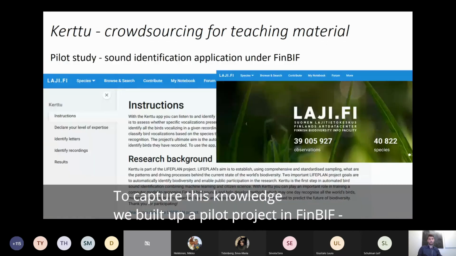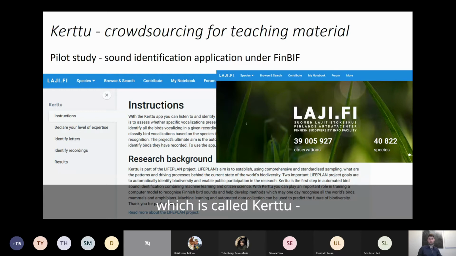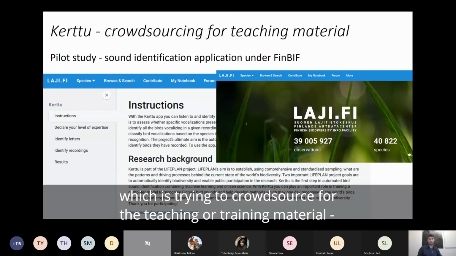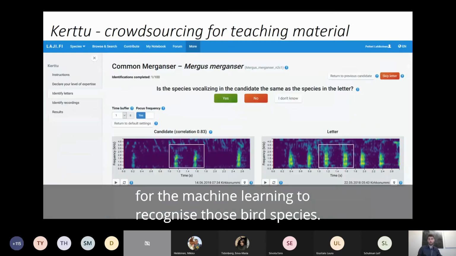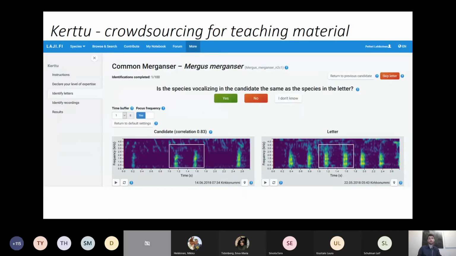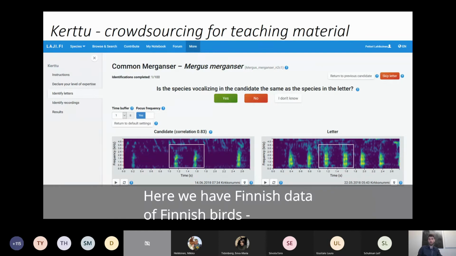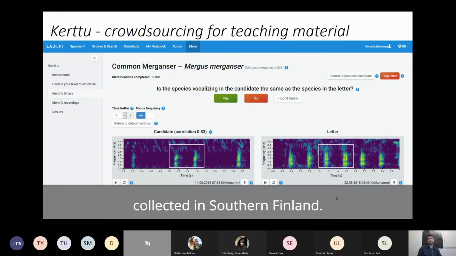And to capture this knowledge, we built a pilot project in Finbif, which is called Kerttu, which is trying to crowdsource the teaching or training material for the machine learning to recognize these bird species. And here we have Finnish data of Finnish birds collected in southern Finland. And we give 2 tasks for the users in Kerttu.